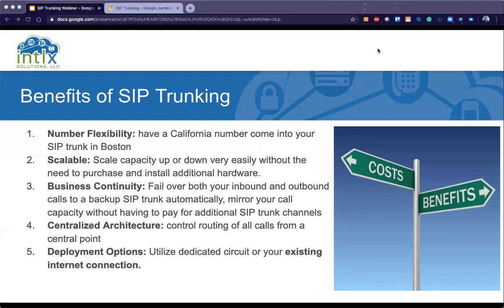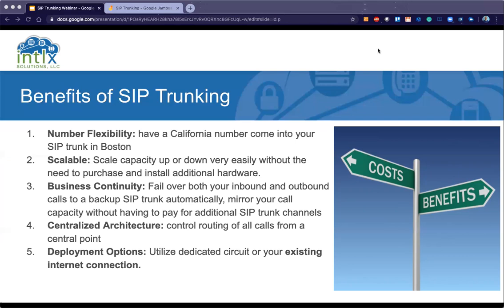One of the big ones is the number flexibility. Let's say we have a SIP trunk, and I'll draw this out when we go back to the drawings, but let's say we have a SIP trunk in Boston, right? And you've got an office in California, like out in LA or San Francisco. And you want to put 100 people at that office, and you want to give those people LA numbers. That's very easy with SIP trunking. We can just get 100 numbers in LA or whatever area code it is you need and port them over to your Boston SIP trunk.